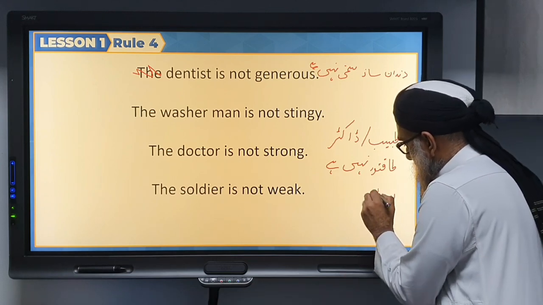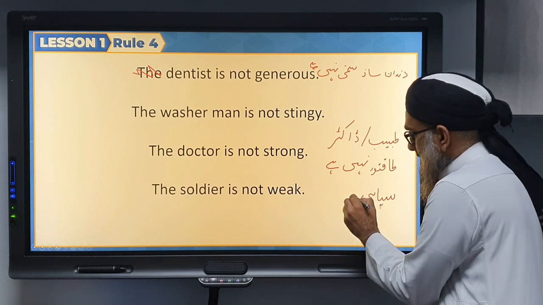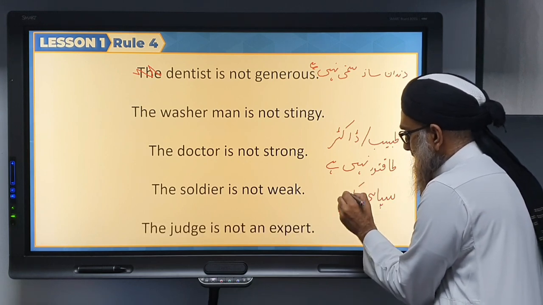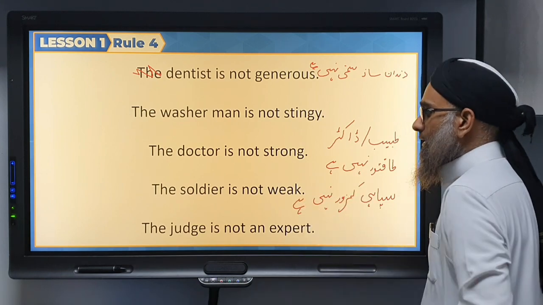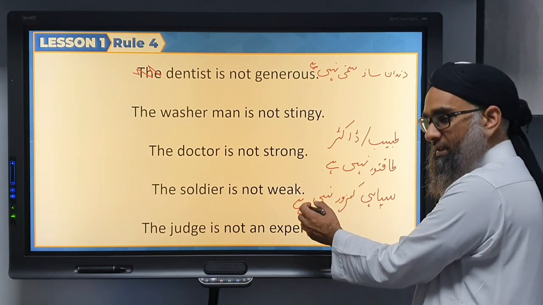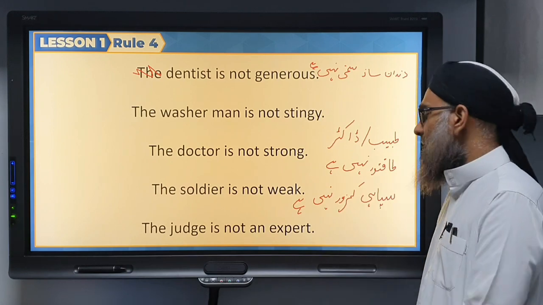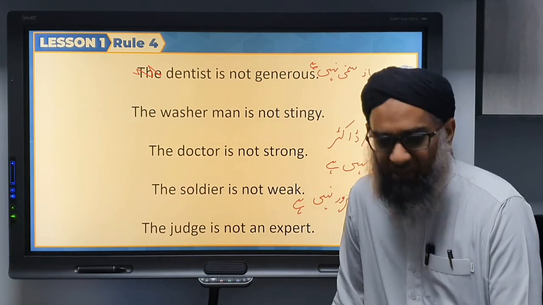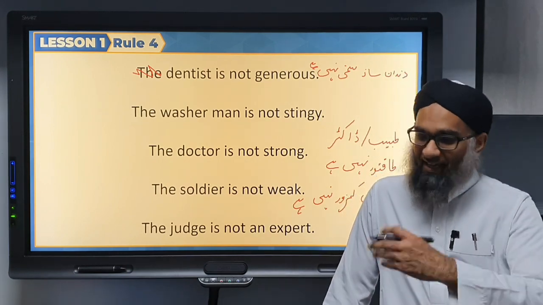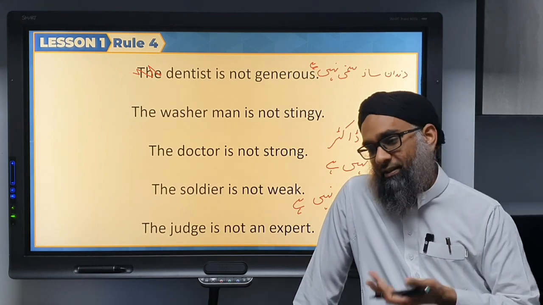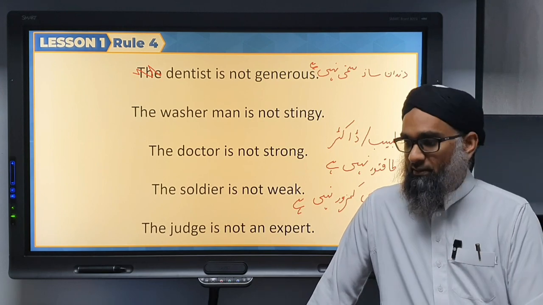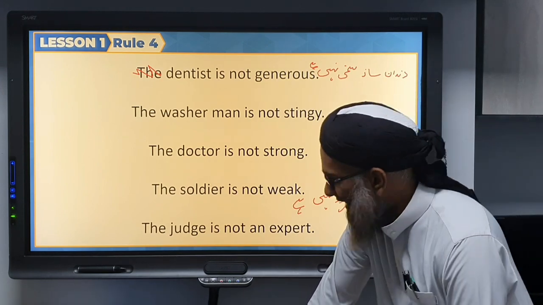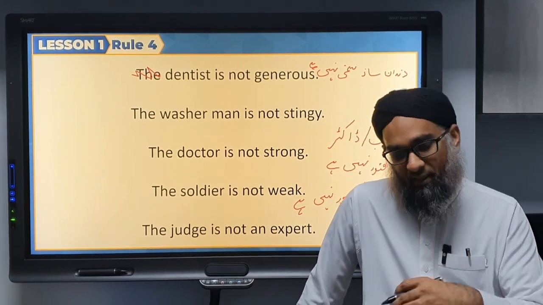See? Sipahi kamzor nahi hai. You have to add the hai after that. Sometimes it drops off. That's an extra coming out. Sometimes you can say sipahi kamzor nahi, because nahi has a hai sound in it. I'm not an expert, but it has a hai sound, so sometimes you can just drop out the hai as well. But I think when you have hai, it's a bit more emphatic, like nahi hai, as opposed to that one.